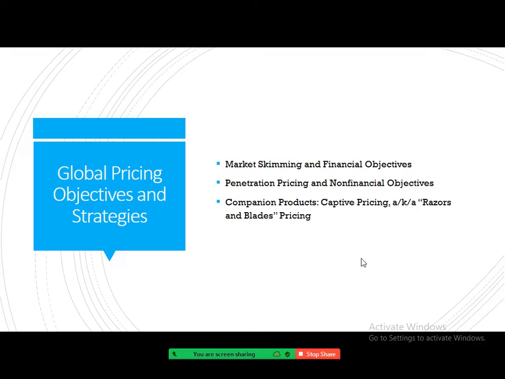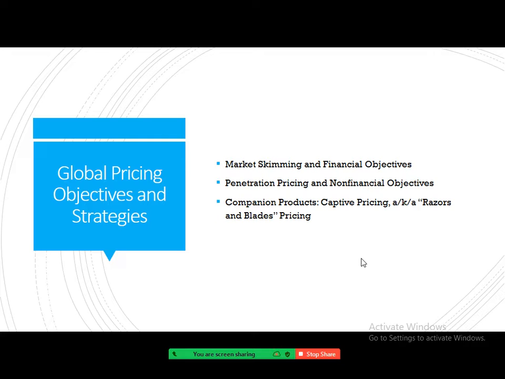The pricing strategy for a particular product may vary from country to country. A product may be positioned as a low-priced mass market product in some countries and as a premium-priced niche product in other countries.